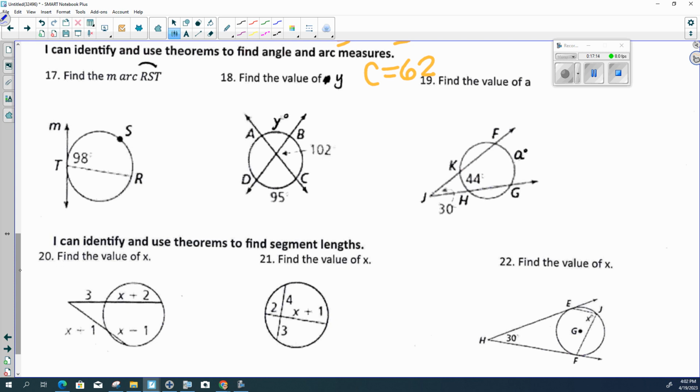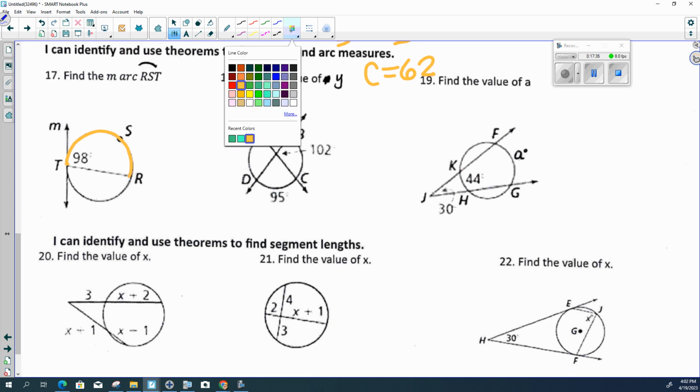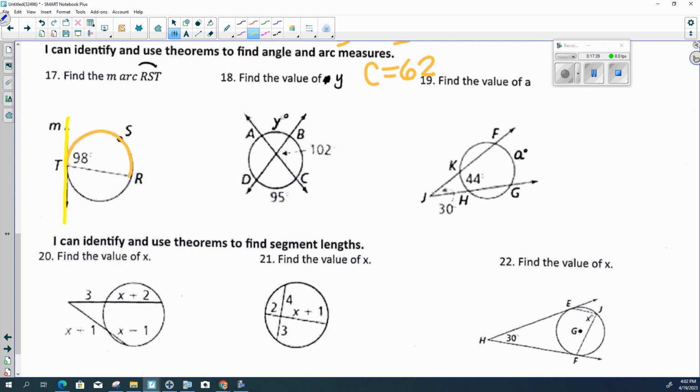Okay, now we're moving into dealing with the arcs. Find the measure of arc R past the S, back to the T. So this looks like my picture. Let's see if I'm flipping to the back. Oh yeah, I've got to turn it over to the back. Tangent and intersected chord theorem. Here's my tangent. And here's my intersected chord.